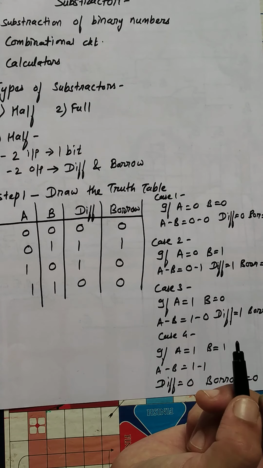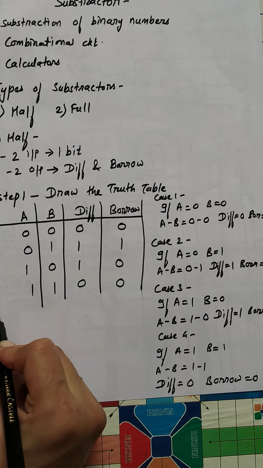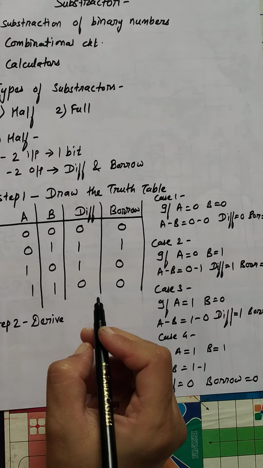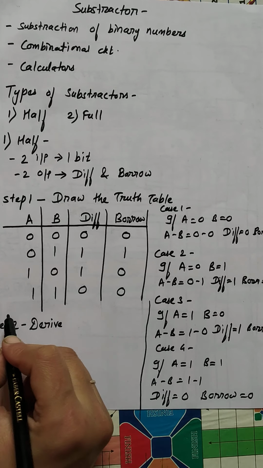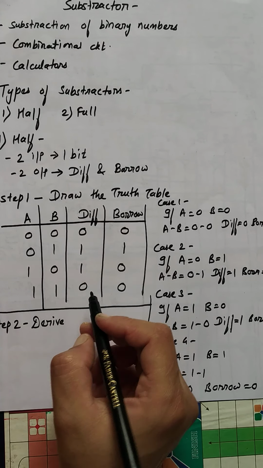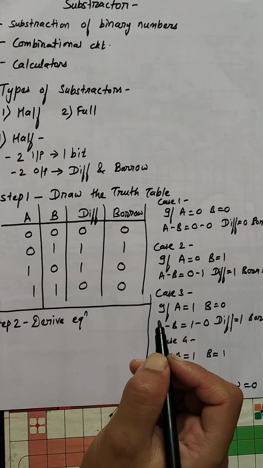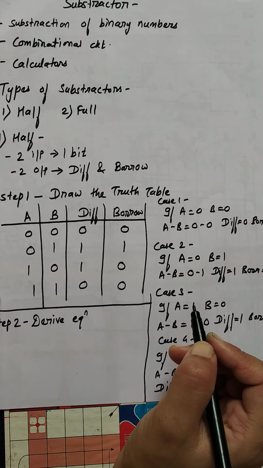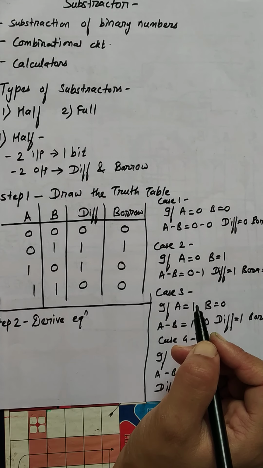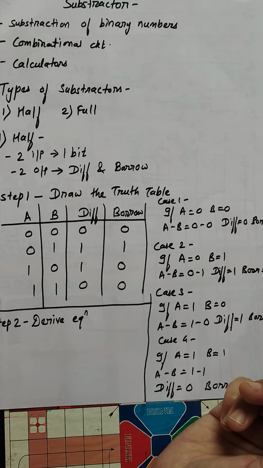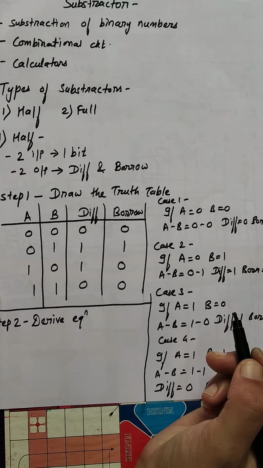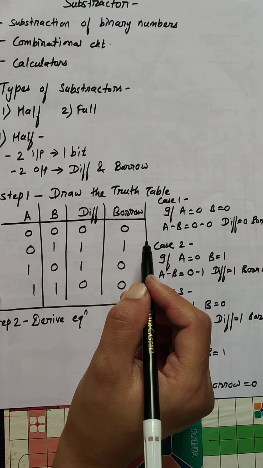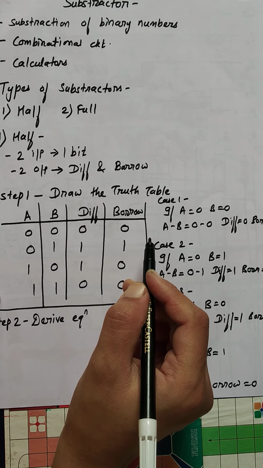Now next thing is step 2. For step 2, we have to derive the equation. You can derive the equation from the truth table in any of the forms, in the SOP or POS form. I am deriving the equation in SOP form. For deriving the equation, you can use any method, that may be the algebraic method or the K-map method. Here you can see that the size of the truth table is small, so that's why I'll use just the algebraic method.